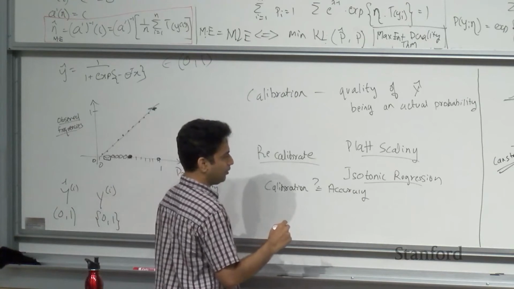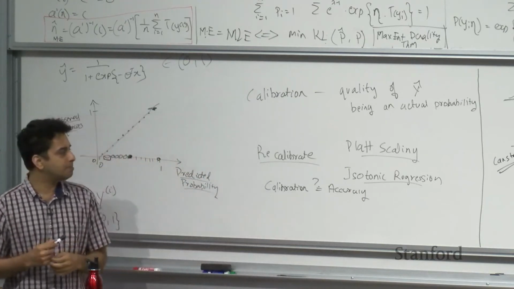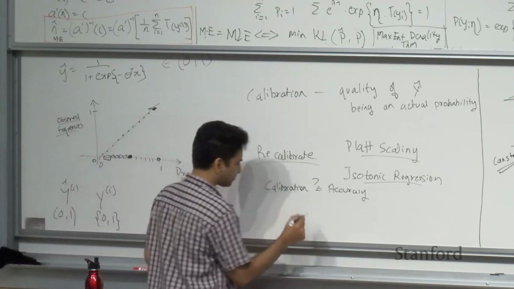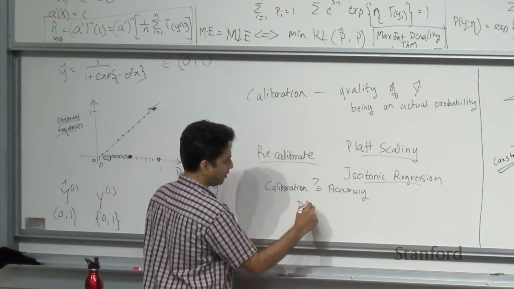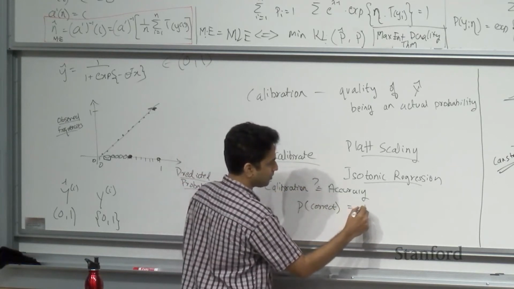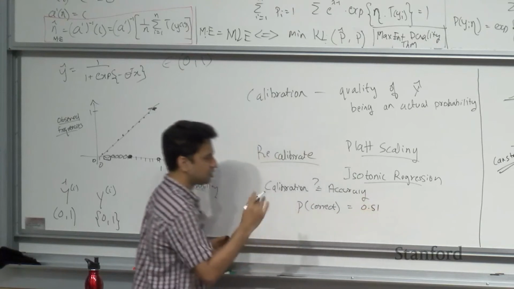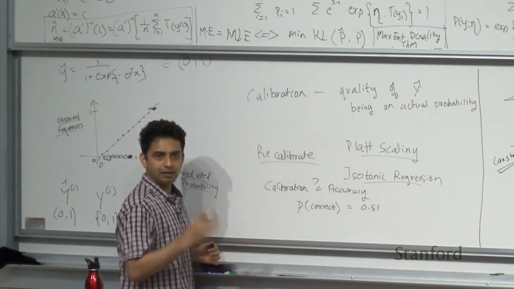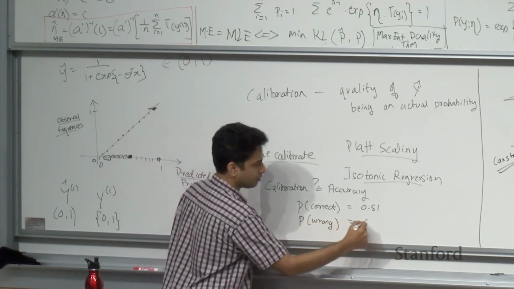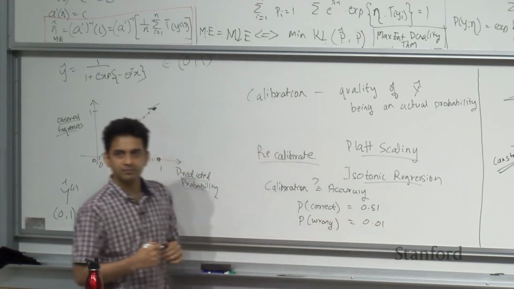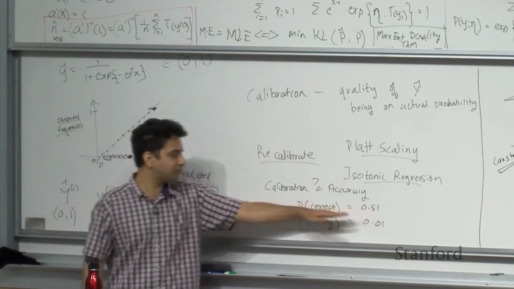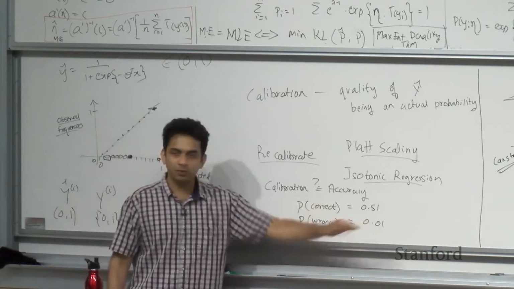Supposing you have a data set with an equal number of positives and negatives, and let's say your model assigns the probability of the correct example to always be 0.51, just above the threshold of 0.5, and the probability of the wrong example to be 0.01. Now this model is perfectly accurate.